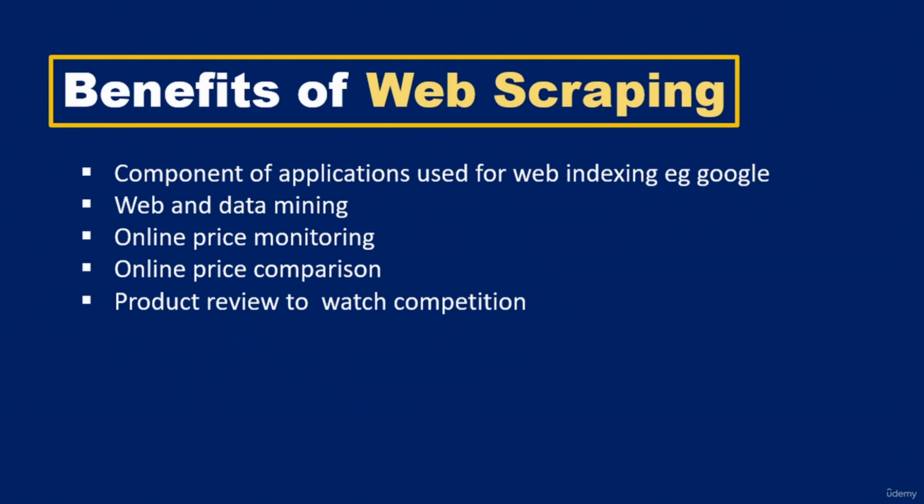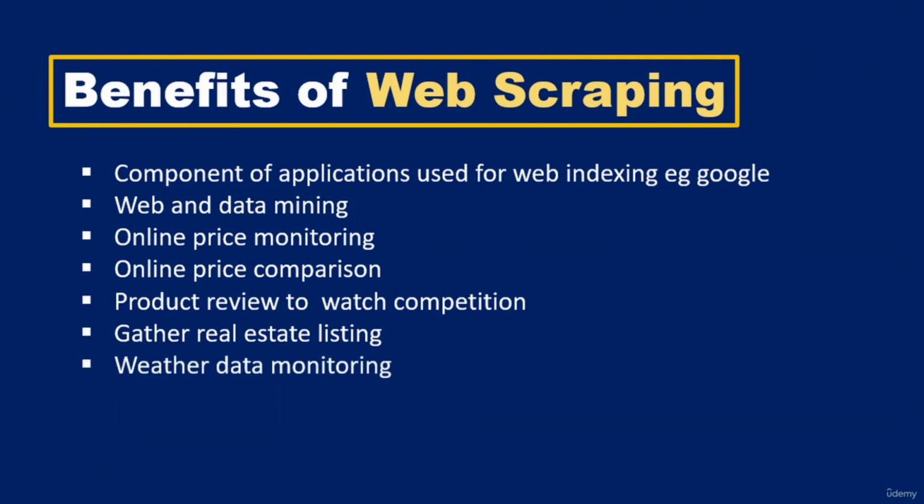You can also use web scraping to gather real estate listing information and also weather data monitoring. Most people who work with weather can also use web scraping to gather data for the weather. You can use web scraping also to check if a website has changed content, so that can be useful. Also, generally you can use web scraping for different types of research. So these are just a few benefits or uses of web scraping.